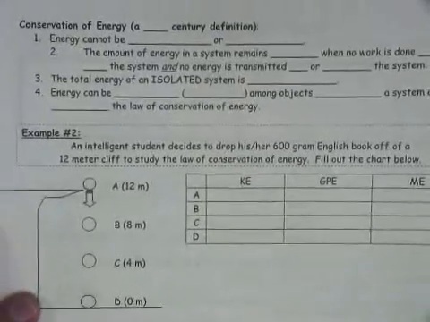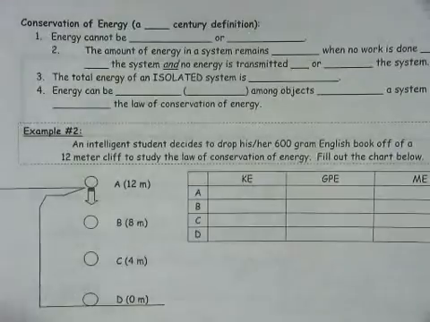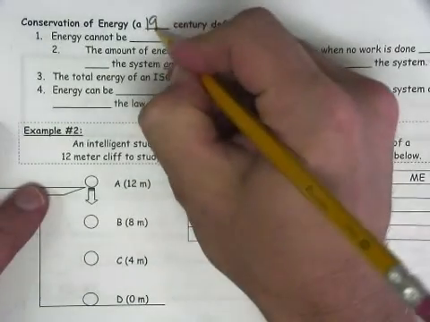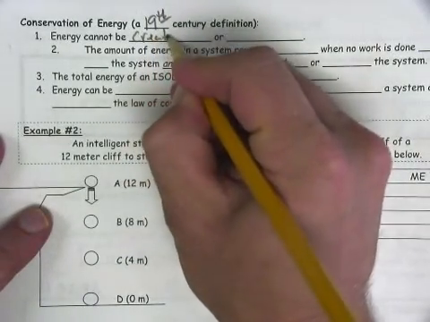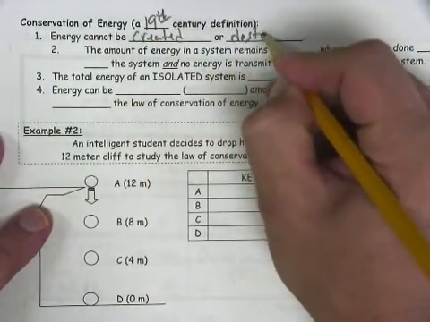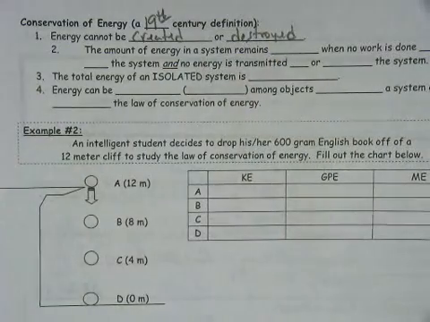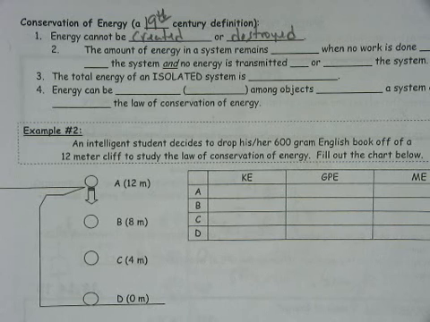All right, the next one, we have conservation of energy. This is a 19th century definition. Energy cannot be created or destroyed. So why did we put 19th century definition in there? We put it in because over the last 100 years, especially right around the early part of the 20th century, the whole idea of conservation of energy drastically changed. I'm going to tell you about that change as we move along through the chapter.